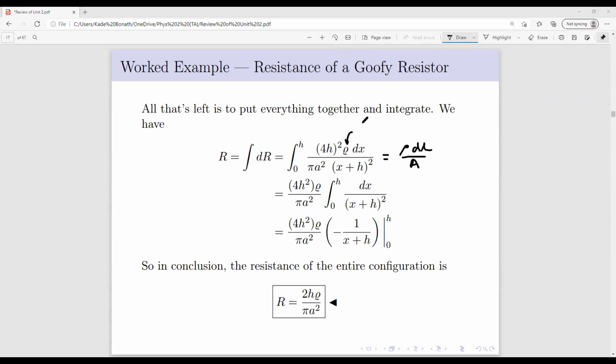And then quite simply, the area equation that we had previously has been re-represented here. A key thing to keep in mind is that because we are going in the x direction, our bounds will be from 0 to h, essentially the beginning of the object until the end of it in that x direction. Following through with all the mathematics here, we can see that it comes out to be the expression at the bottom, 2 times h times rho over pi a squared.